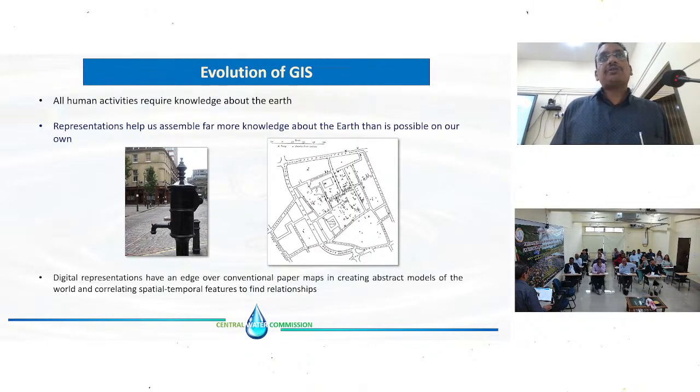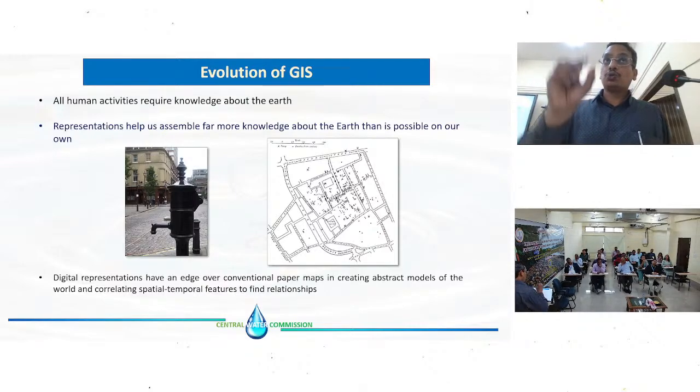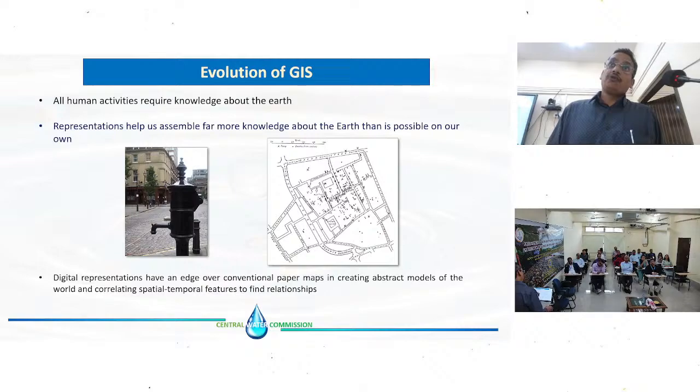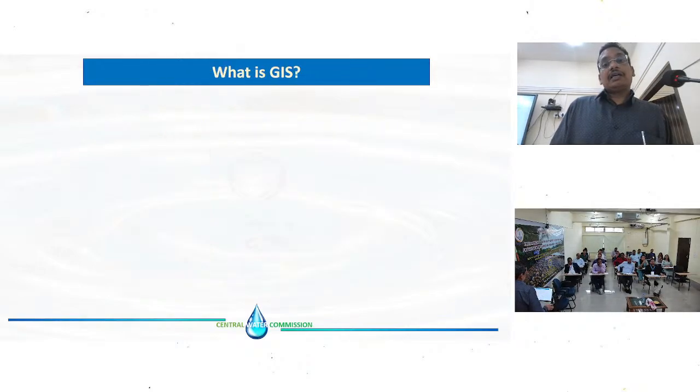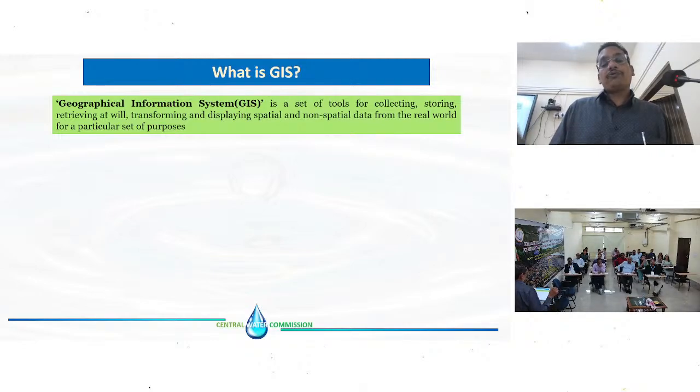So digital representations are much better than conventional paper maps, because you can choose what elements you want to show, and if you have a GIS layer, it will be possible to do a query, take a subset of anything, and analyze. I will come to a few examples.